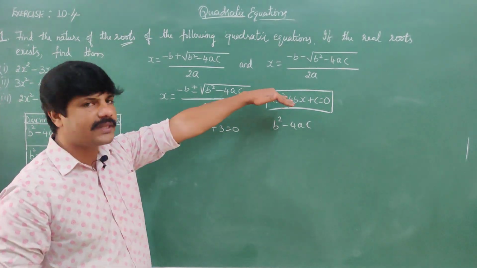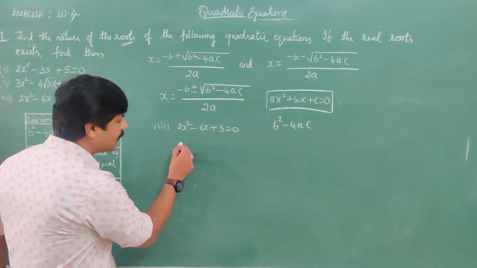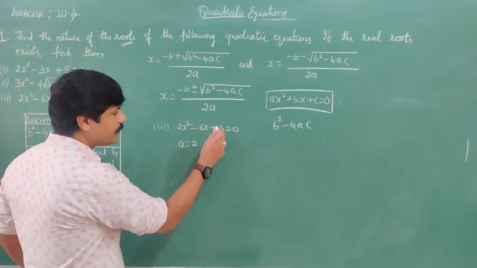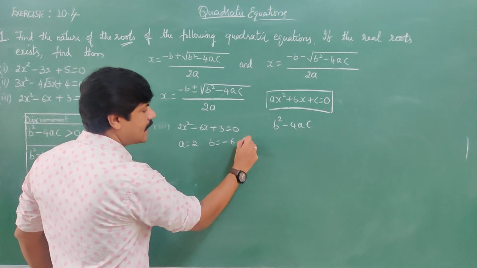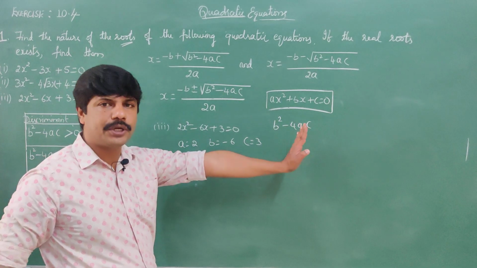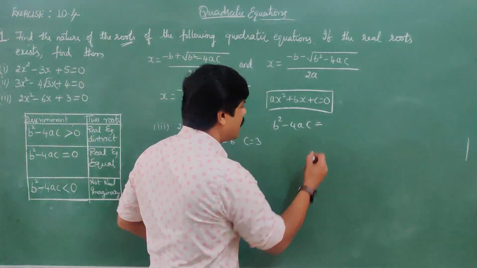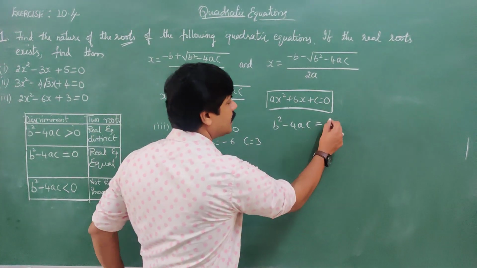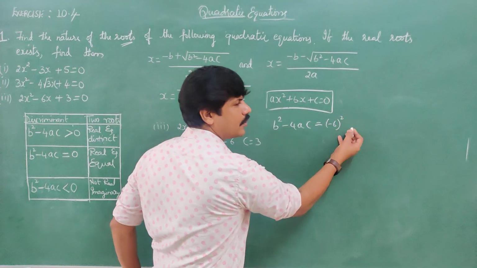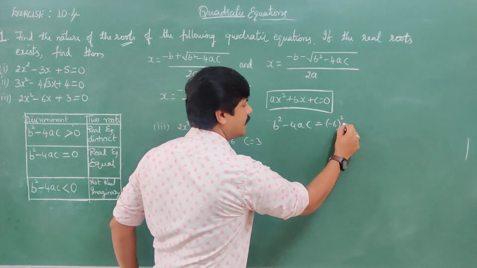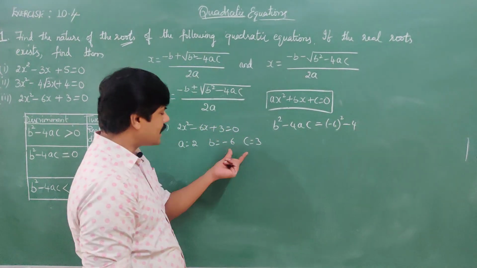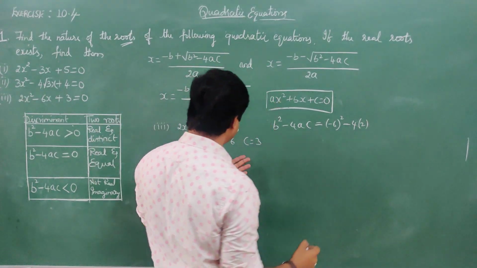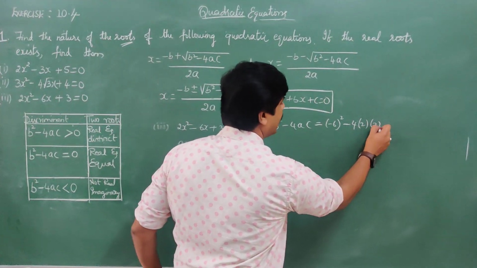Compare this with the standard form of the equation, so that you will get a is equal to 2, b is equal to minus 6 and c is equal to 3, and substitute here. Understand? Okay. What is b square? b square is nothing but minus 6 square. Minus 4, what is a? a is nothing but 2, and what is c? c is nothing but 3.